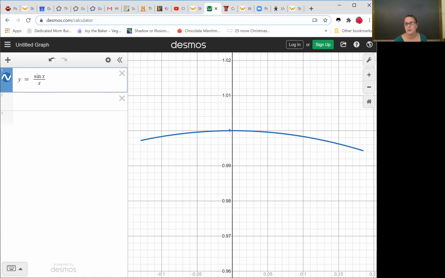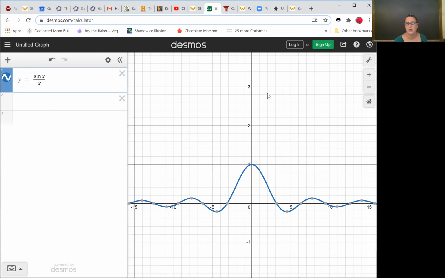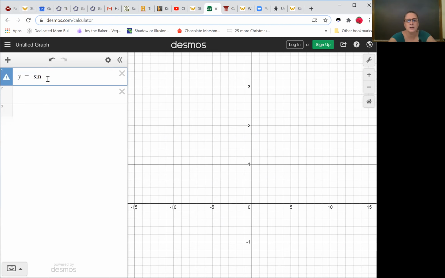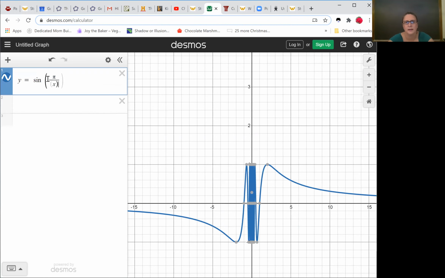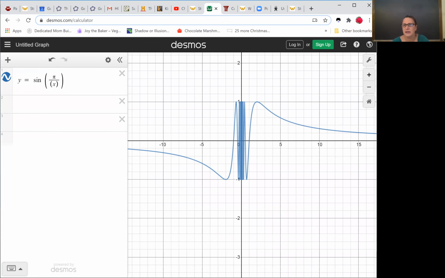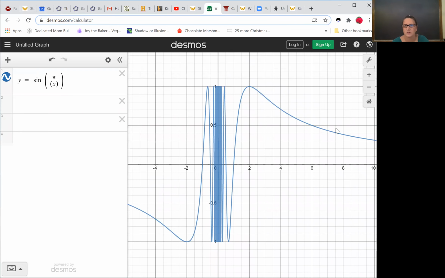All right, so let me zoom out a little more. Okay, so I'm going to look at a different function now, also involving sine. I'm going to put pi over x here. This is a wacky one, right? So here, what the heck is this? What is it even doing? So let's do the same thing. Let's zoom in.